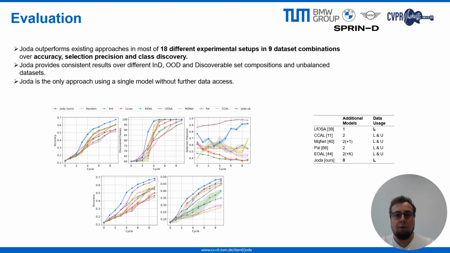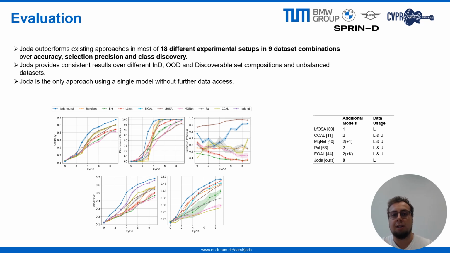To validate JODA, we perform extensive experiments on 18 different setups in over 9 dataset combinations, including, for example, CIFAR-100 or ImageNet variants in Places365. We split a dataset to form known and novel discovery classes and combine it with a different dataset for OOD data. We measure the accuracy, selection precision, and class discovery.